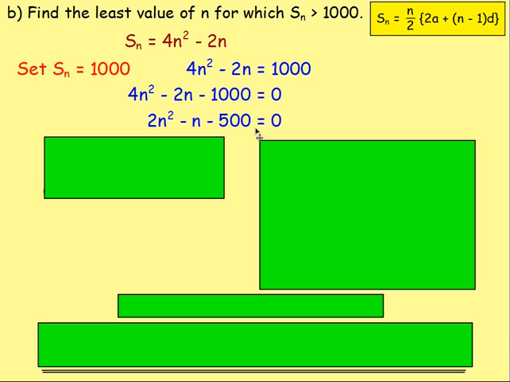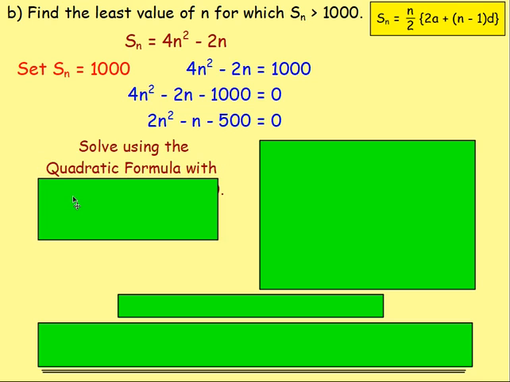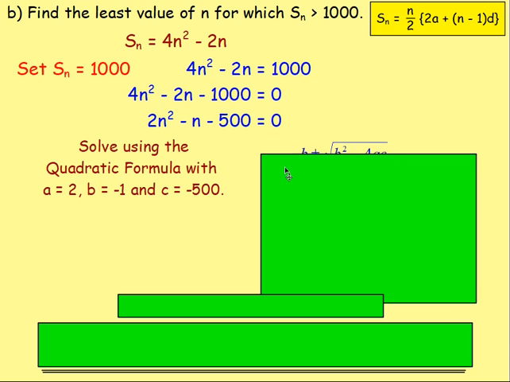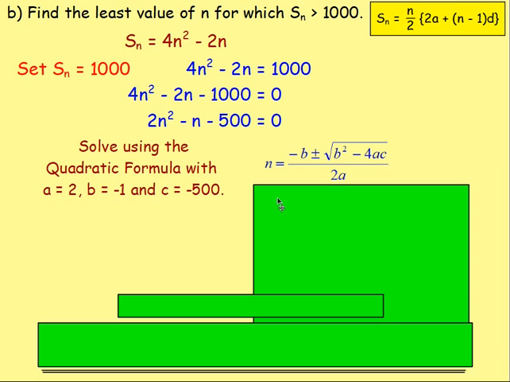Factorising that, what does it give you? Perfect, you cannot factorise. And if you can't factorise it and you still want to solve it, you would have to use the quadratic formula. So quadratic formula with a equals 2, b equals negative 1, and c equals negative 500. Quadratic formula then, n equals negative b plus or minus the square root of b squared minus 4ac over 2a.